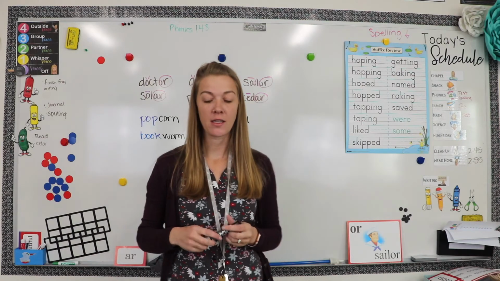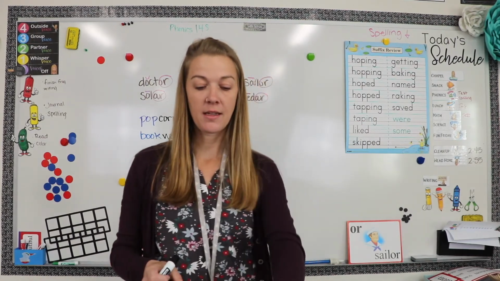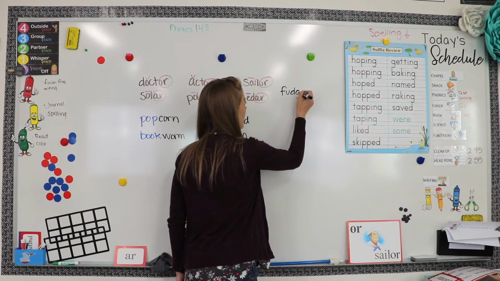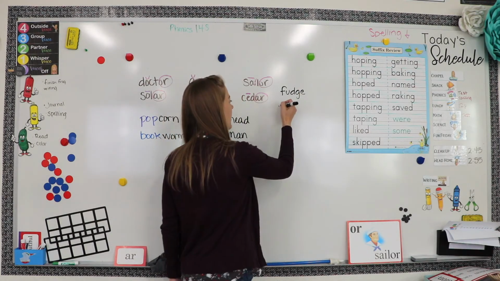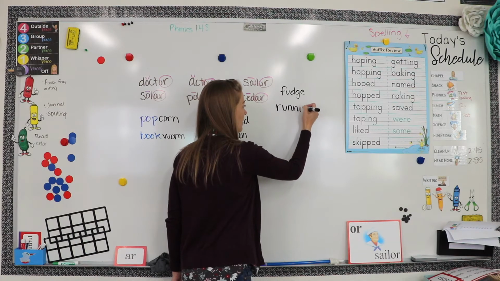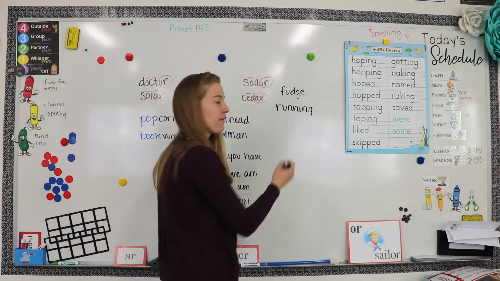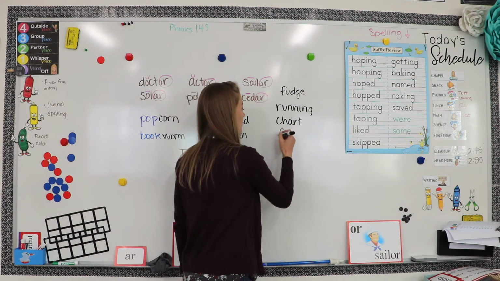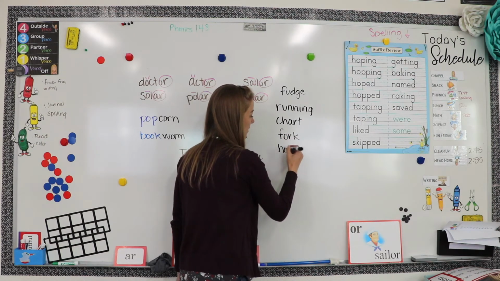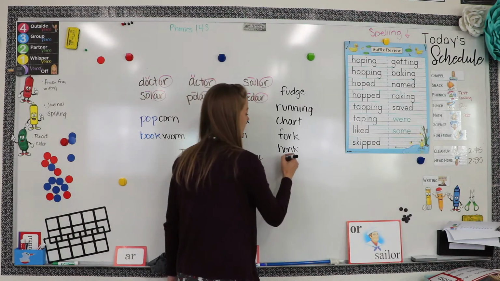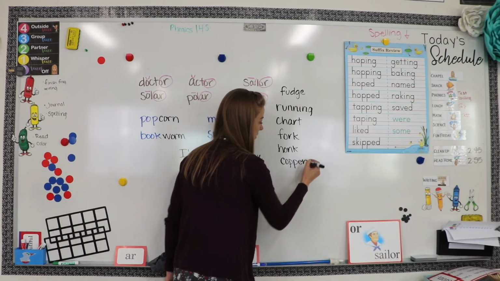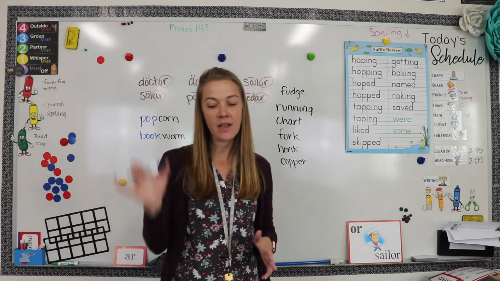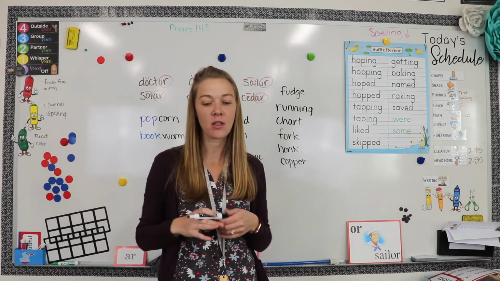Good, good. All right, so we have fudge is F-U-D-G-E, fudge, right? Next is running. And then you have chart, fork, and honk. And the next one is copper. Remember we did bopper and hopper and all those? That's where that's coming from. All right, next, go ahead and erase your board. Hopefully you got those right. If not, keep practicing them. You're gonna wanna know those.